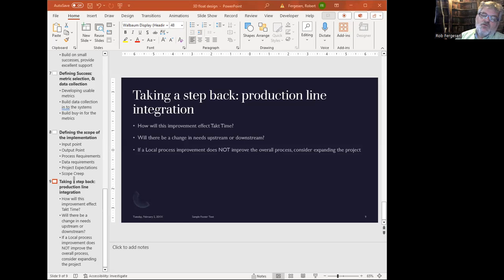If you find that you do not have a matched takt time between upstream and downstream, and you find that you are not getting an overall process improvement, then you've got to expand your project scope or change the project to match the upstream and downstream requirements. I should say upstream or downstream requirements. So you need to stop your project planning at that point, take a step back, and reevaluate.